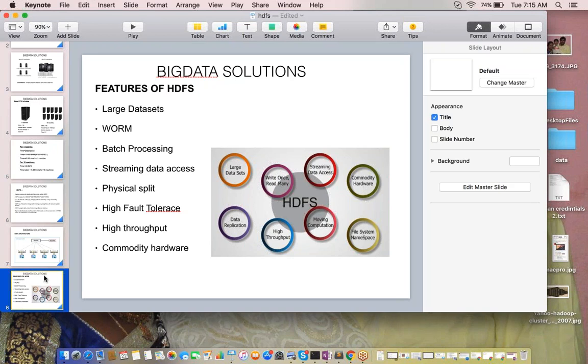Clear about these features of HDFS? It will store a large amount of data. It is write once and read many, and it does batch processing as well as streaming. It stores the data in the form of blocks, and it has high fault tolerance because we have data replication. It has high throughput because we have a big cluster where we get results in a few seconds or a few minutes, depending on the requirement and the data. And we are using commodity hardware, not high-end computers. Clear, guys?